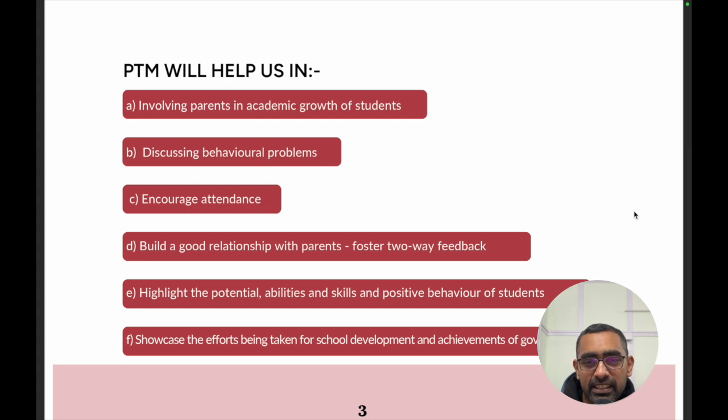Highlight the potential, abilities and skills and positive behavior of students. Now, when it comes to knowledge, when it comes to skills, when it comes to proclivities, I perceive that teachers are much more in the know of things than the parents, because they are seeing the academic side of the student, they are seeing the inquisitive side of the student. That is why they may be able to diagnose it more correctly, or help the child more correctly of what his interests are and what he or she can do about it. So it's very important to highlight that potential, ability, skills and the positive behavior of the student to the parents. So that can only happen through the PTMs.